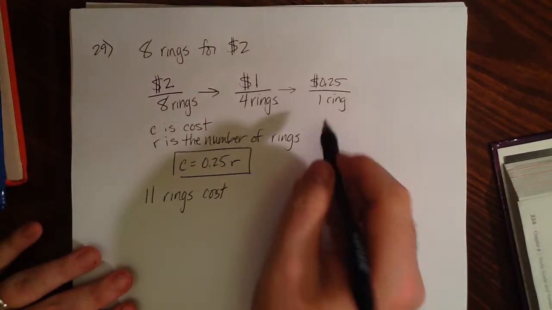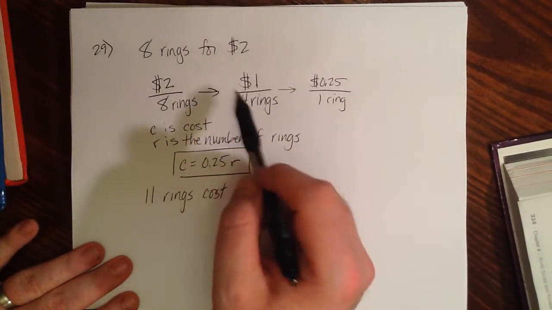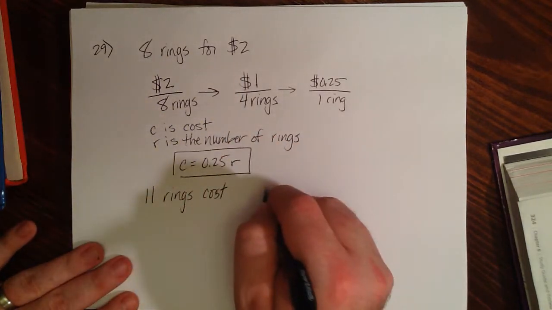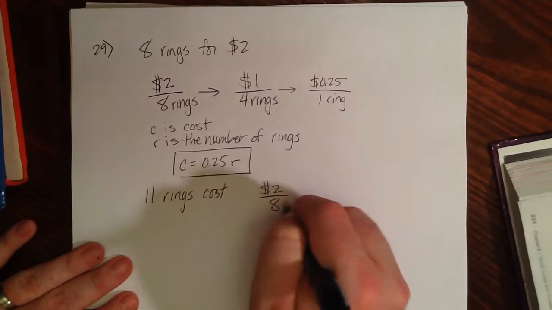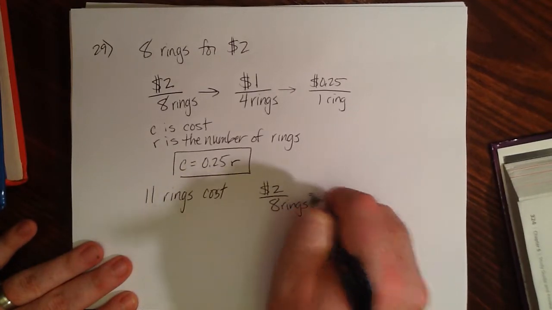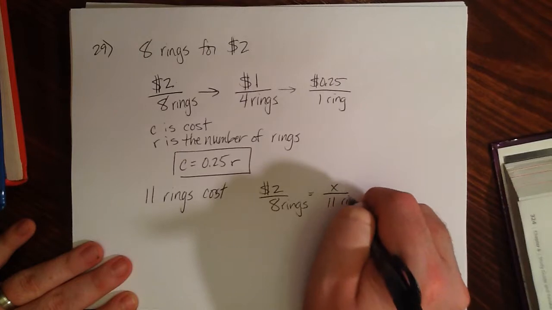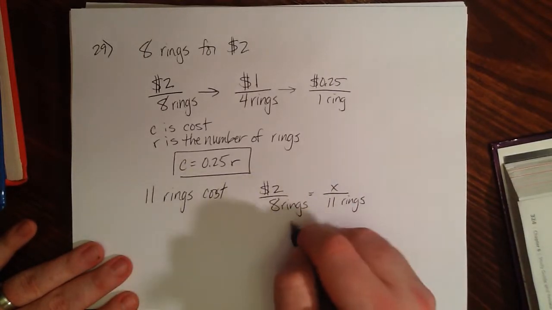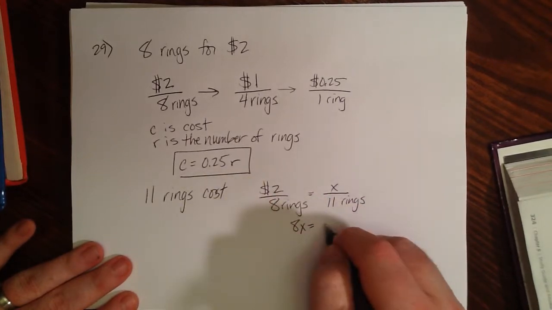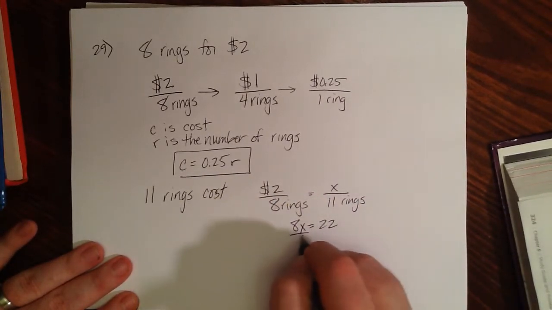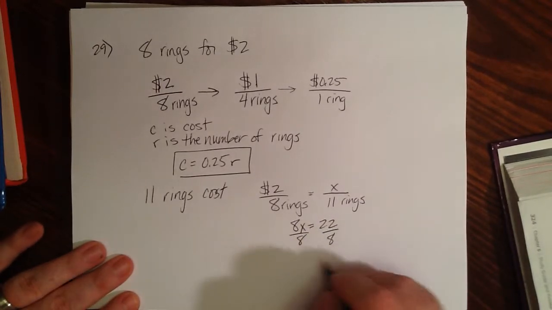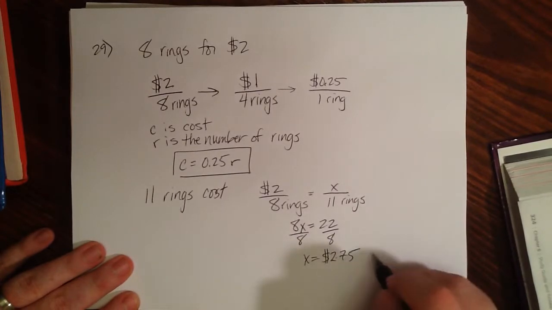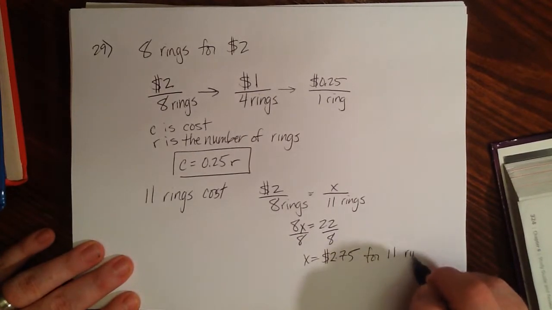Well, there's several ways to work this. One, you could set up a proportion. $2 for 8 rings would be how many for 11 rings? So you could do $2 for 8 rings is how much for 11 rings? To solve that, you would cross multiply. 8 times x is 8x. 2 times 11 is 22. Divide both sides by 8, and you would get x equals $2.75 for 11 rings.